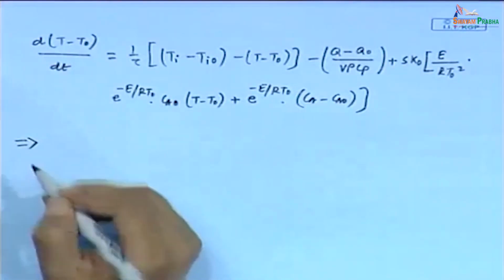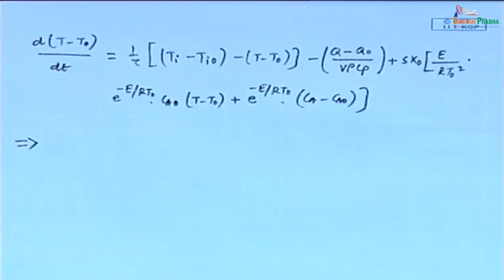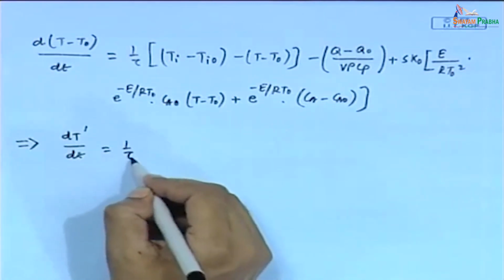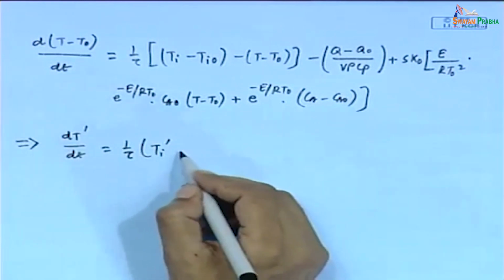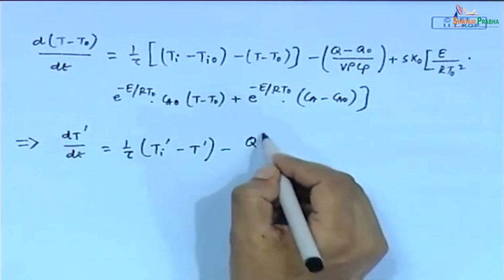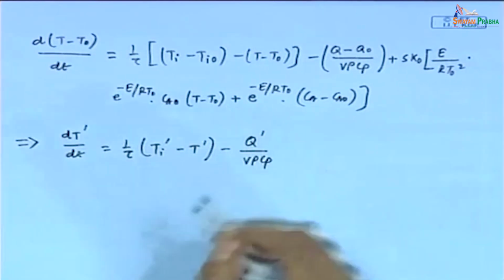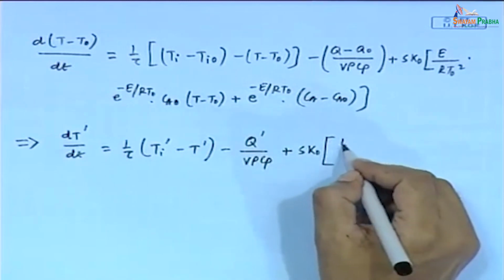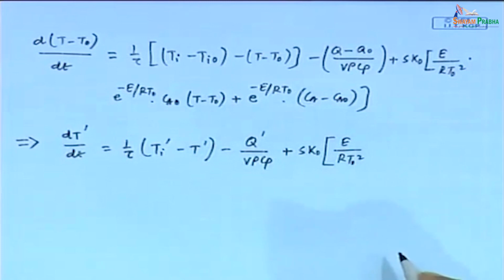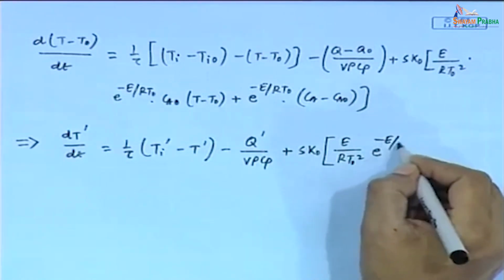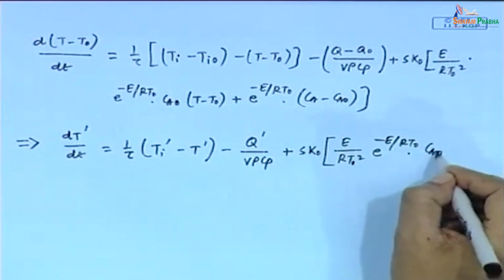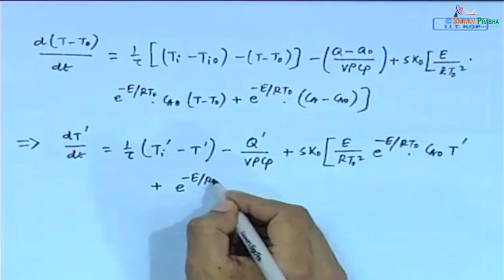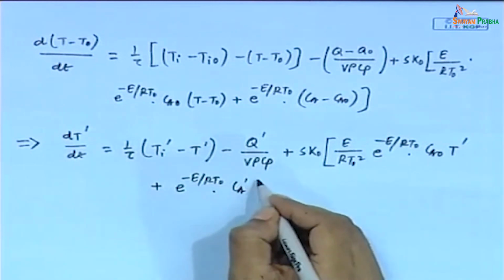So, if we again substitute the expressions of deviation variables, we will get dT prime/dt equal to 1 by tau (T_i prime minus T prime) minus Q prime divided by V rho C_p, then S K naught E divided by R T naught square, exponential of minus E divided by R T naught C_A naught T prime plus exponential of minus E divided by R T naught C_A prime.